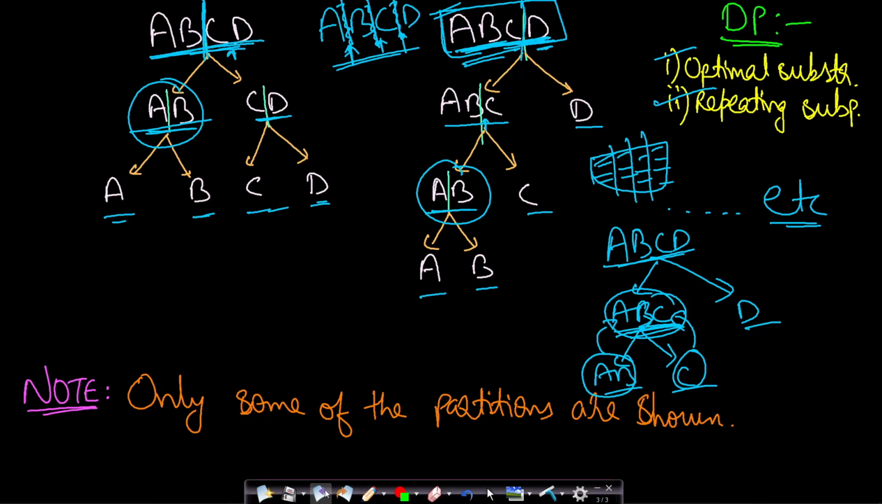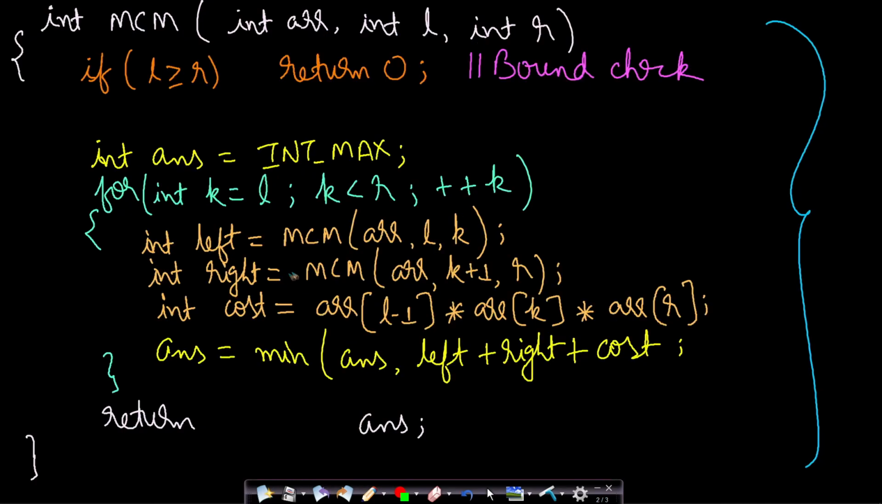So this was what we were doing in the code also. We were just partitioning using the K pointer. We were partitioning at all the possible points from L to less than R. And then we were finding the answer to the left partition, we were finding the answer to the right partition, and we were finding the current cost of multiplication of the two matrices, which was left and right. And then we were comparing it with the answer, and we were storing the optimal result into our answer, right?